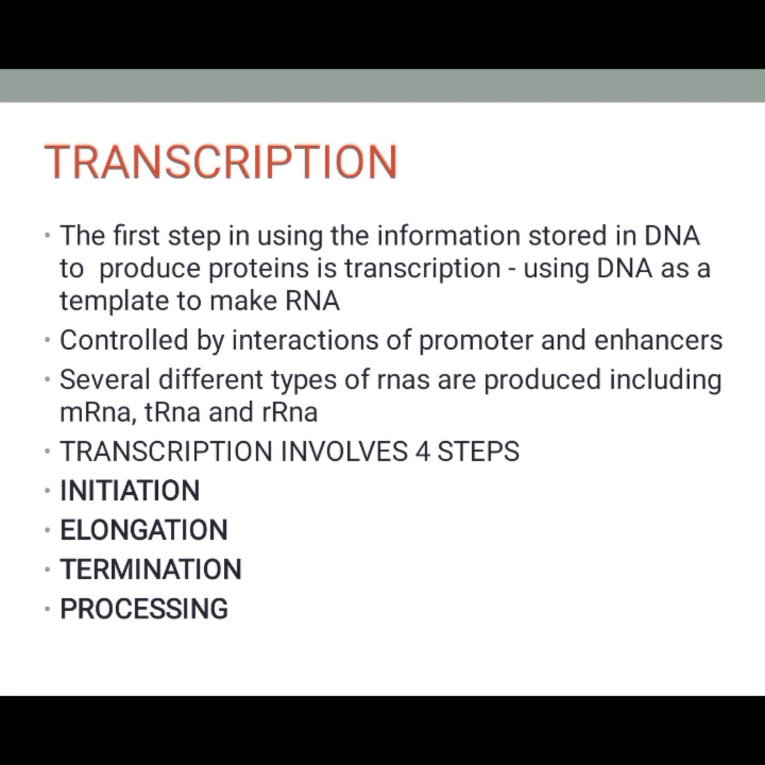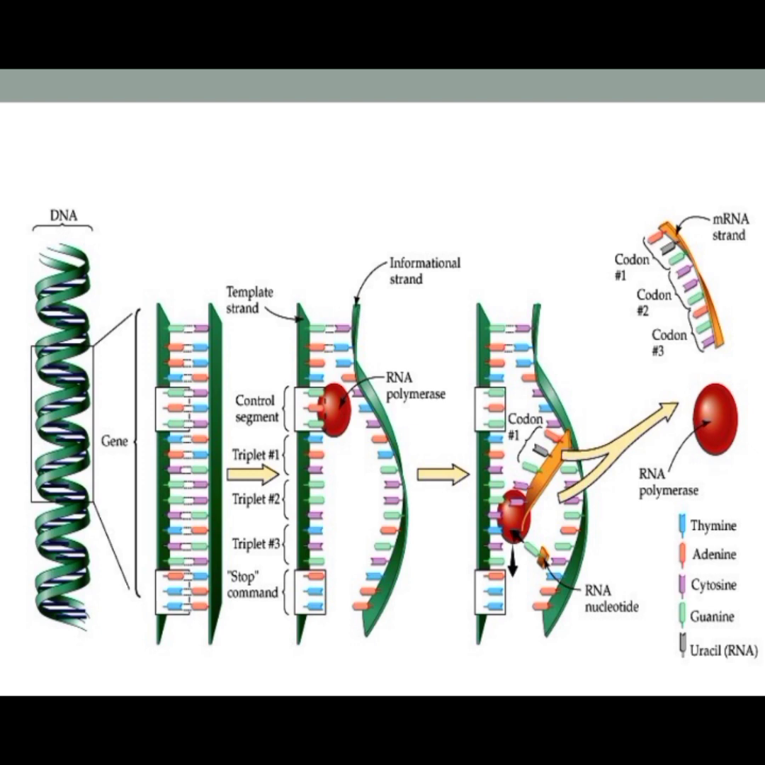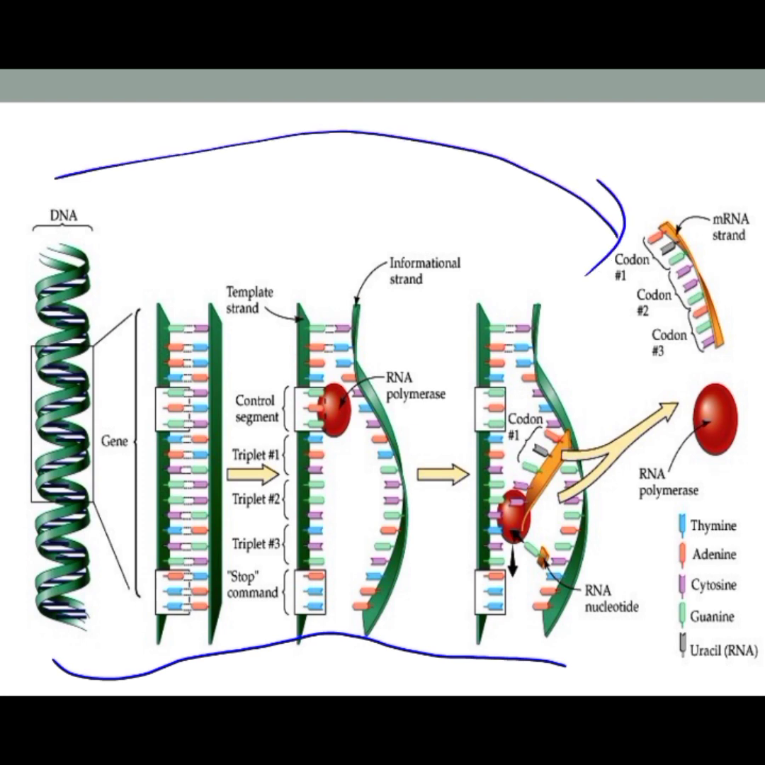Several different types of RNA will form: mRNA, tRNA, rRNA. It also involves 4 steps: initiation, elongation, termination and processing. So here you can see the steps, how it is forming, from DNA to RNA.